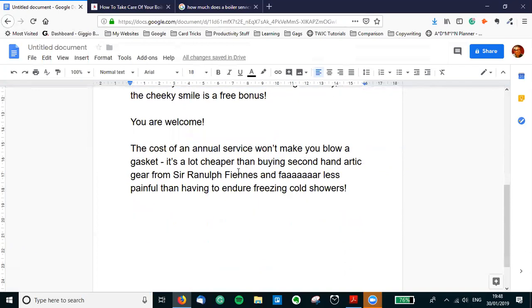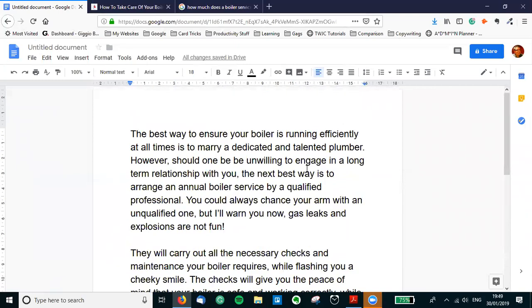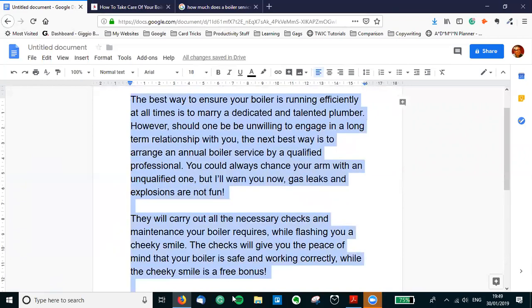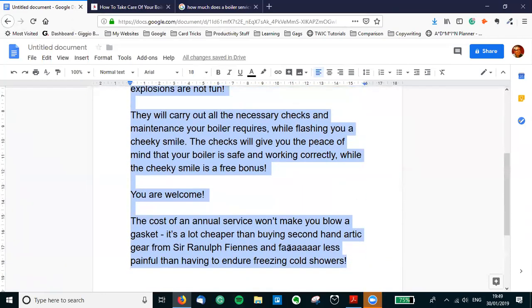That's quite important. And similarly down here, I think this could take a little bit of work, but rather than just saying it's cost effective and will save you money, you're really creating an image in the person's mind in a humorous way of what the cost is of not having a boiler. So you could put like it's a lot cheaper than haggling for second-hand Arctic gear from Sir Ranulph Fiennes, that kind of thing. So how do you make a plumbing article quite funny? That's what you do. You go through, look for gag potentials, and see where you can insert gags.